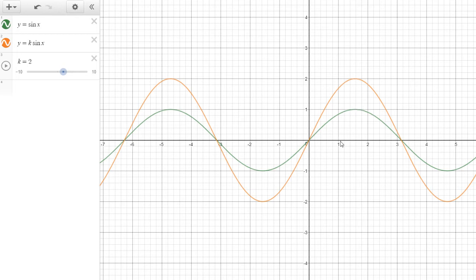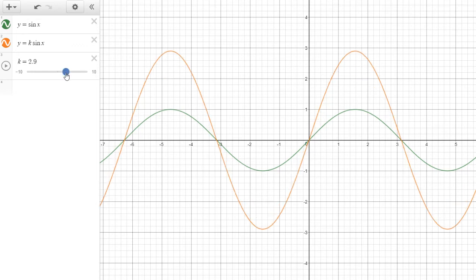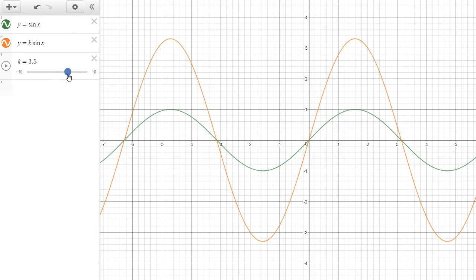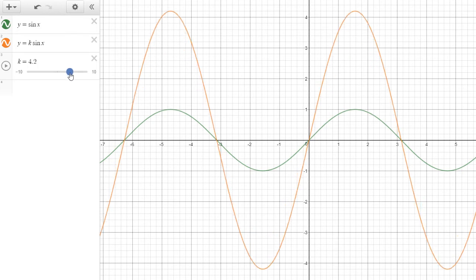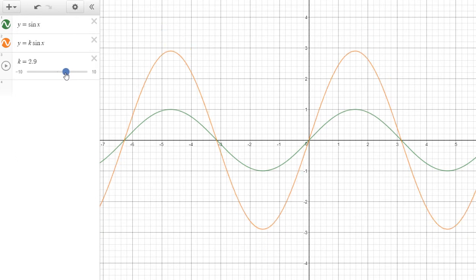So each value of the function, in this case, goes up by a factor of 2. So at that point there, this function has a height 1. But the new function is going to be 2 times that, so it's going to have a height of 2. Okay, so it stretches the whole function. You can see that if I make it bigger and bigger, you can see the function getting stretched on the y-axis.